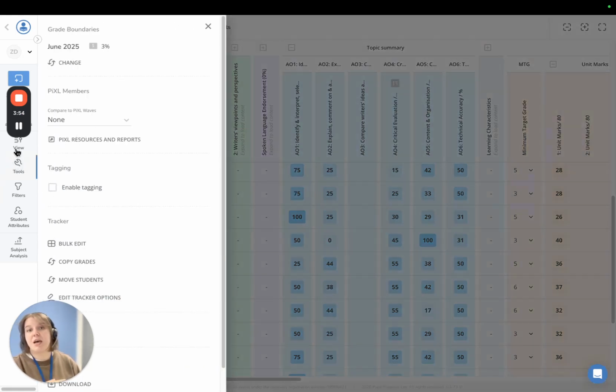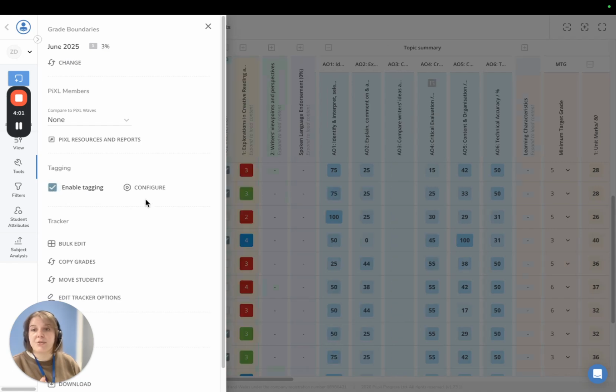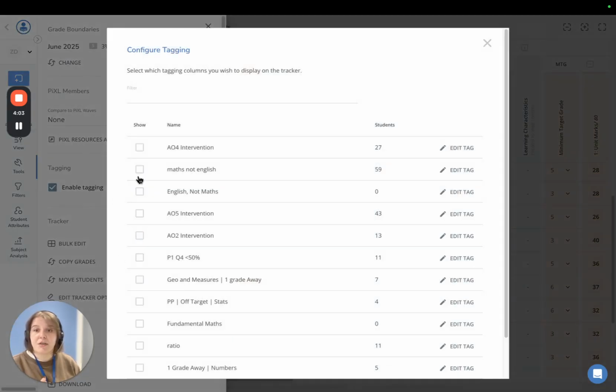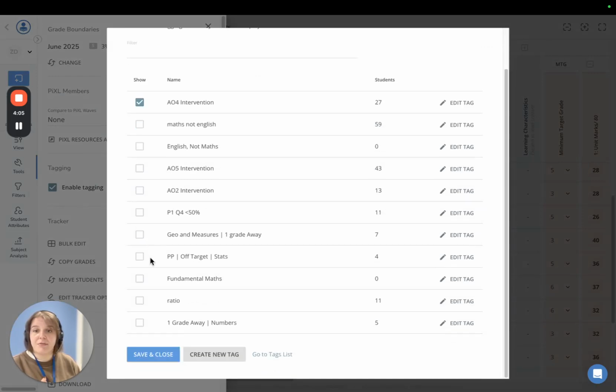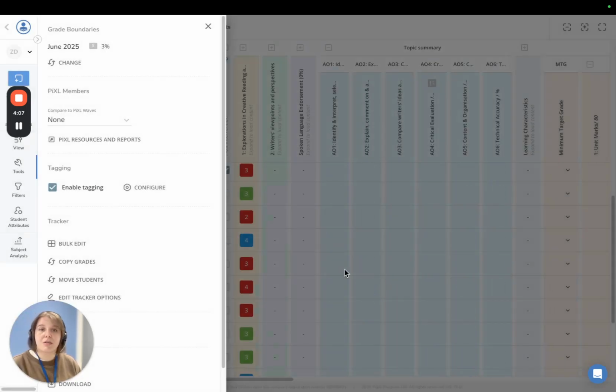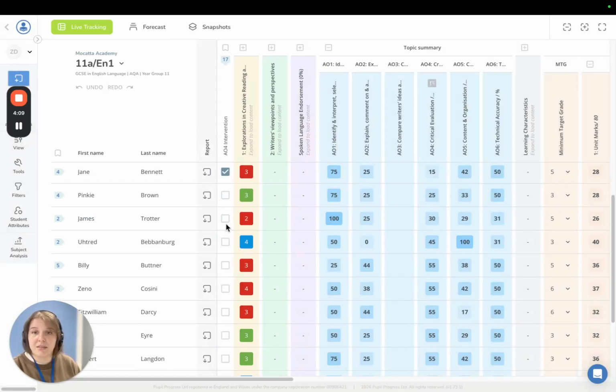To do that, whether that is your own internal system that you're using to flag intervention groups, or you can build them out on Pupil Progress using the tagging feature. So I can create a tag for AO4 so that we know that we are building an intervention based on that area.